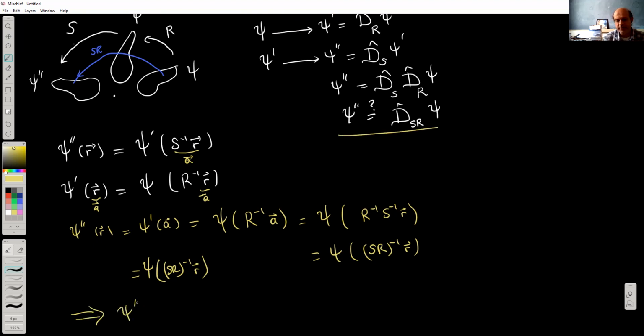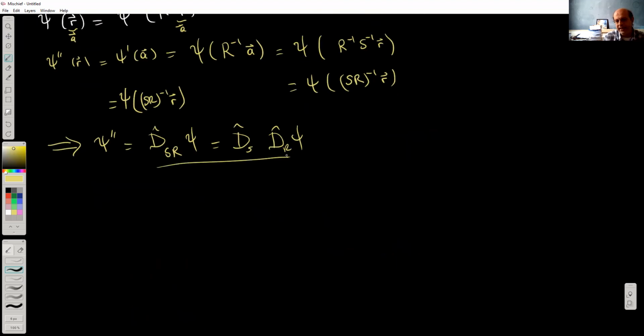So therefore, this psi double prime is the rotation operator SR applied on psi, which also is this thing. So that's basically D of S multiplied with D of R. And finally, since this expression is valid for any wave function, we conclude this: the rotation operator corresponding to the rotation SR can be expressed as the product of these two rotations. So that's the end of the proof.